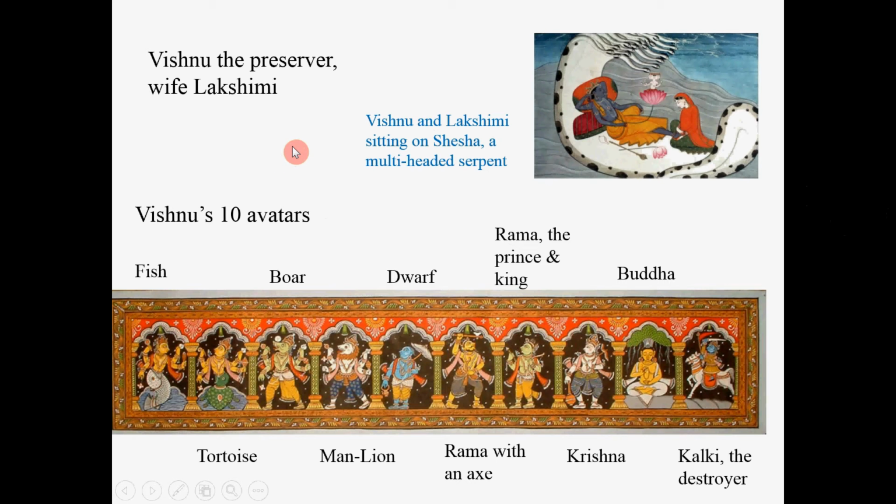Vishnu is also said to have 10 different avatars. It appears to humans, appears to Earth in 10 different ways. At one time, he appears as a fish. Then he also can appear as a tortoise, as a boar, as a man-lion, as a dwarf, as Rama with an axe, as Rama the prince and later king, also as Krishna.